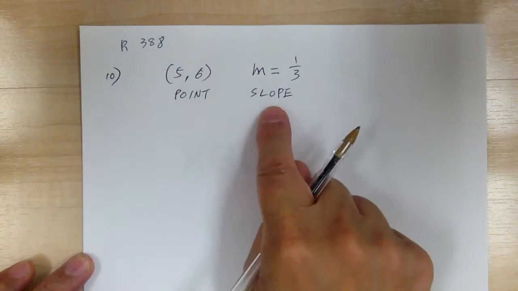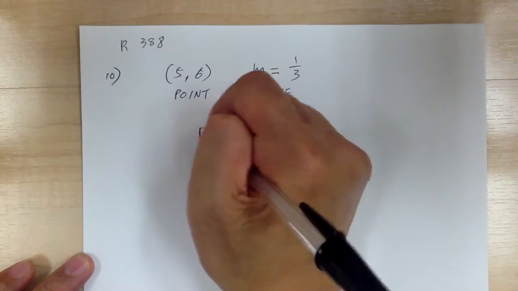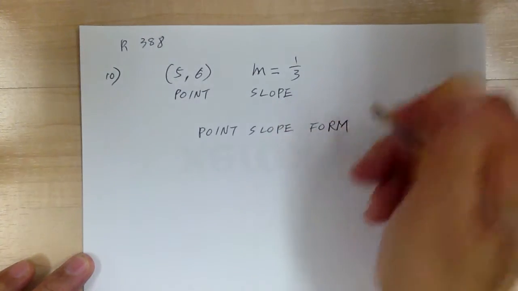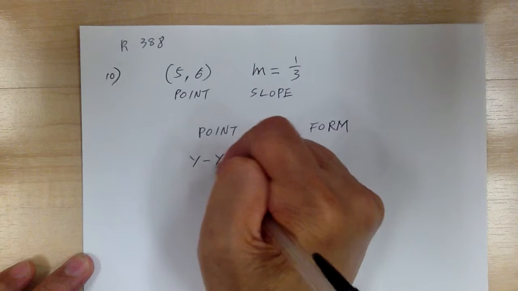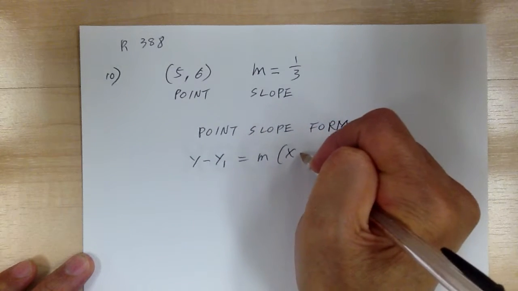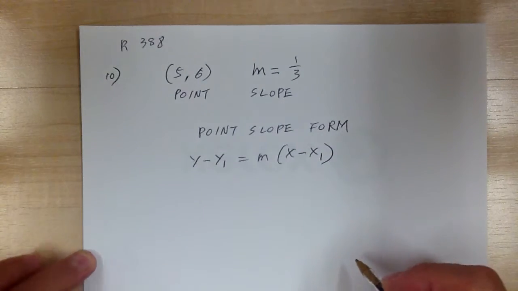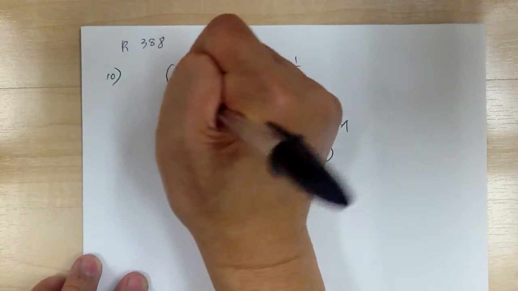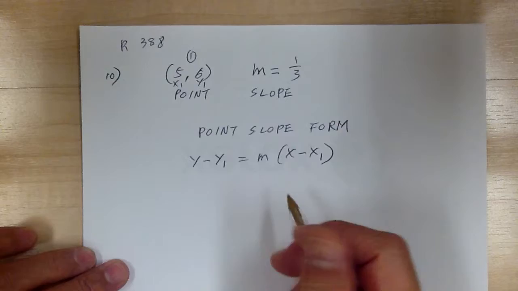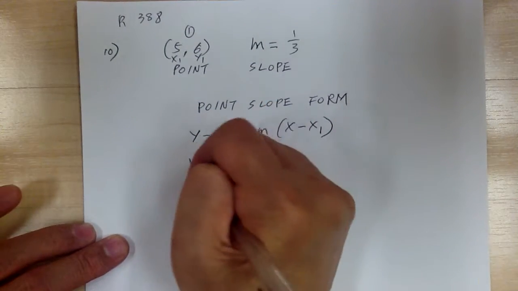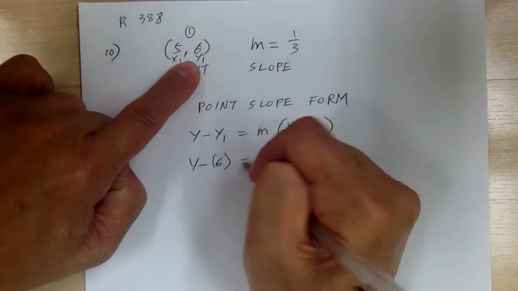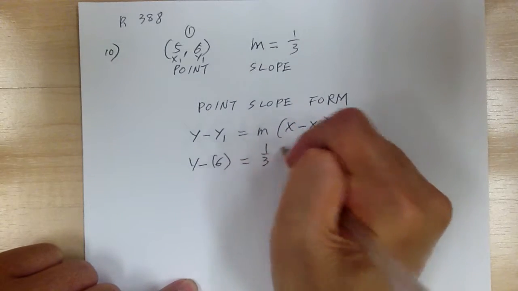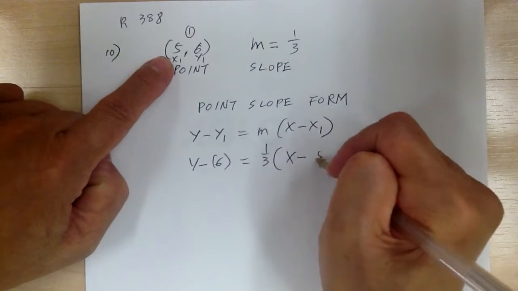Now, if you have a point and a slope, you want to start with something called the point-slope form. The point-slope form is y minus y1 equal to m times x minus x1. Okay? So this is the point-slope form formula. So here's your first point, so that's your x1, y1. All you do is substitute into here. y is your variable, so you keep that. So you got y minus 6, right? That's your y1. Y1 means the first point. Since you have only one point, that's your point number 1. And slope is 1 over 3, x minus 5.